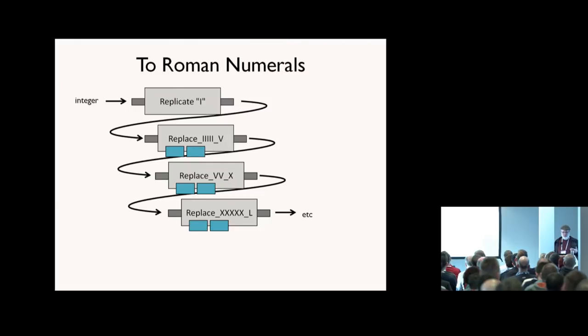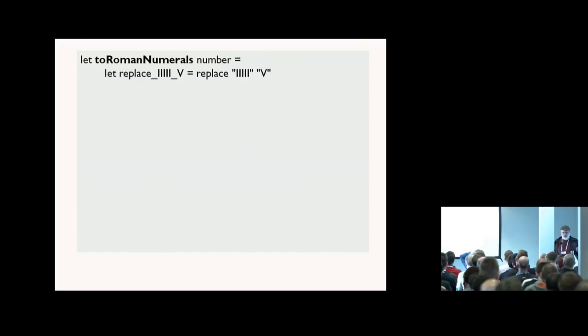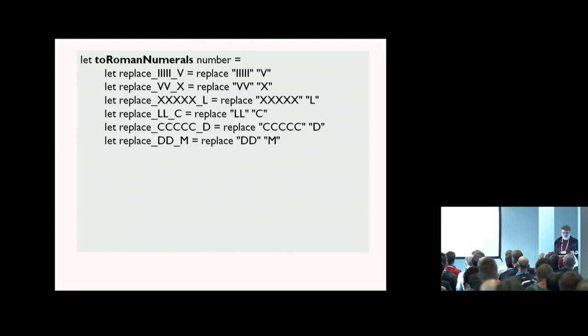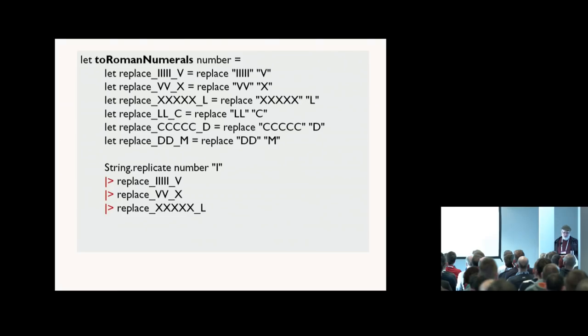Okay, so once we've done this partial application, we can now chain them together. So let's look at the code for that. Define a helper function, which uses partial application, another helper function, another helper function, and so on and so forth. And then we can do our pipeline. So we start by replicating the I, and then we do the replace, and the replace, and the replace, and so on and so forth. Okay, so that's very straightforward.